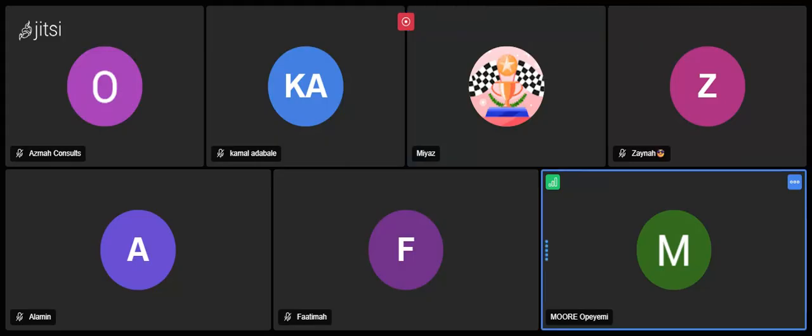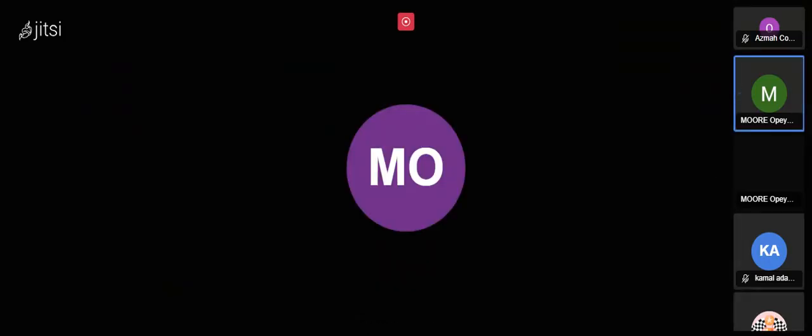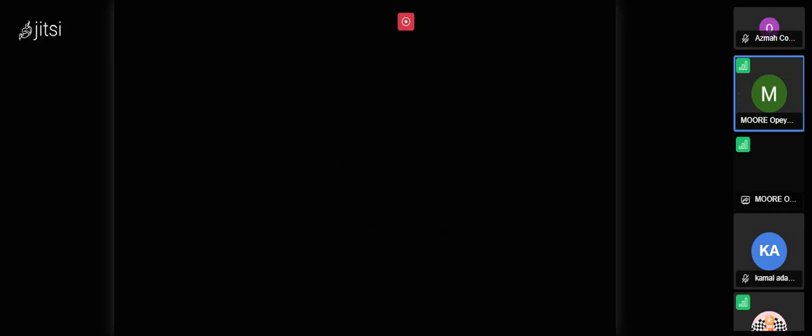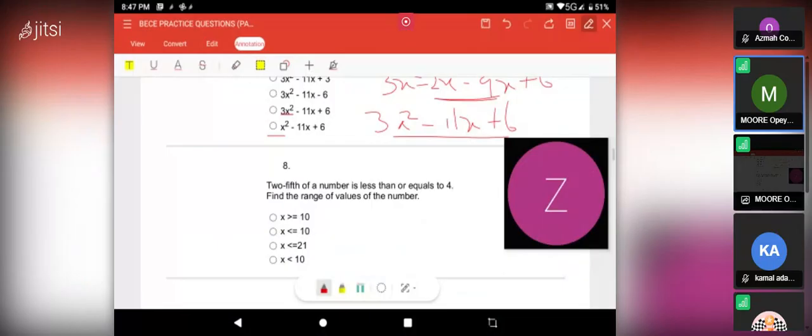So we need to write that in inequality form before we can say the answer. I told you before, a word problem is not something you rush into. Read and understand before you start. Are you sharing your screen? I cannot see your interpretation. Okay, now I can.